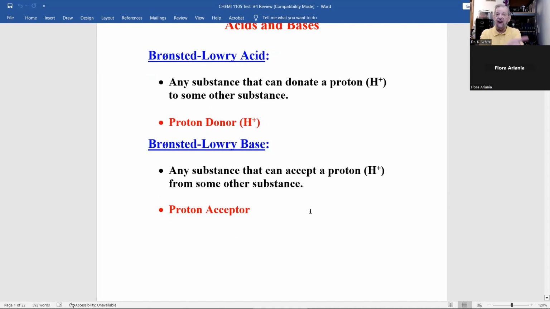Oh, you got a proton? Give it to me because I'm a Bronsted-Lowry base. That's any substance that can accept a proton from another substance. So you should know an acid is a proton donor and a base is a proton acceptor.